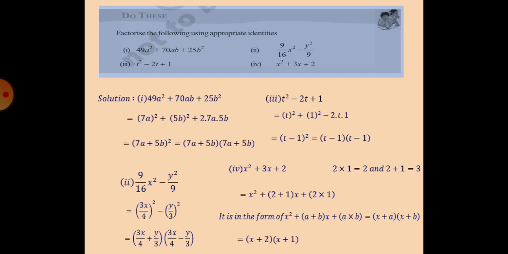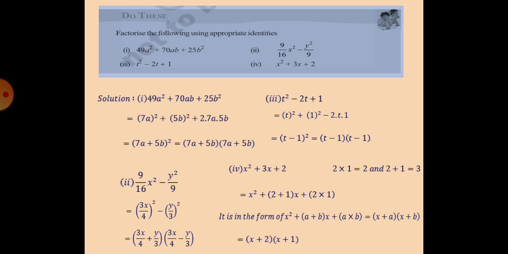So the above polynomial or trinomial is in which form, children? A square plus b square plus 2ab, which is in which form? A plus b whole square. So we can write it as 7a plus 5b whole square. 7a plus 5b whole square means the same polynomial is multiplied 2 times. So the factors of 49a square plus 70ab plus 25b square is 7a plus 5b into 7a plus 5b. So this is the way we factorize if the given polynomial resembles the product of the identity.